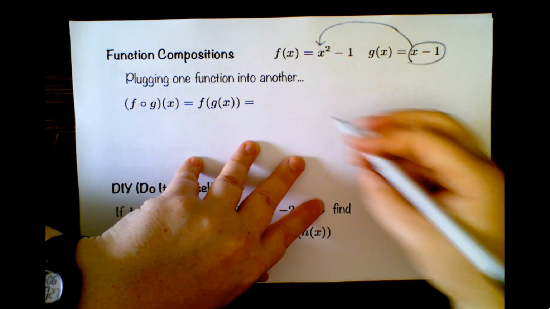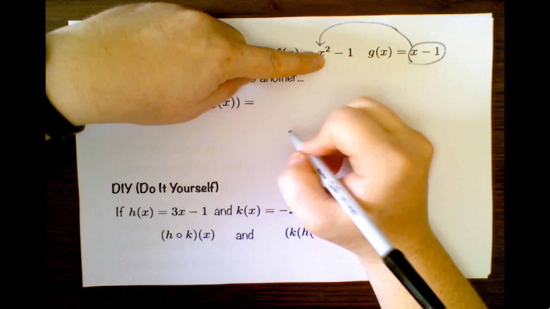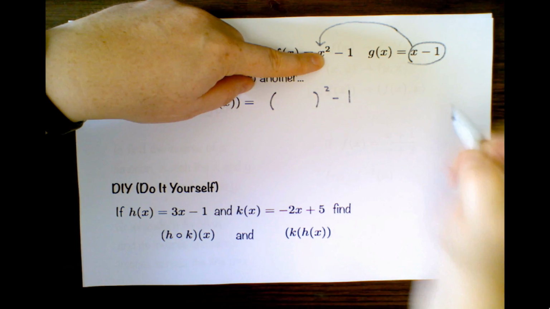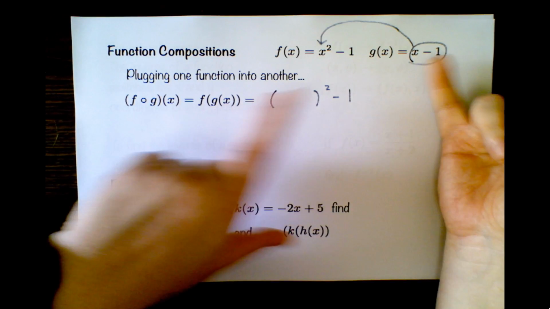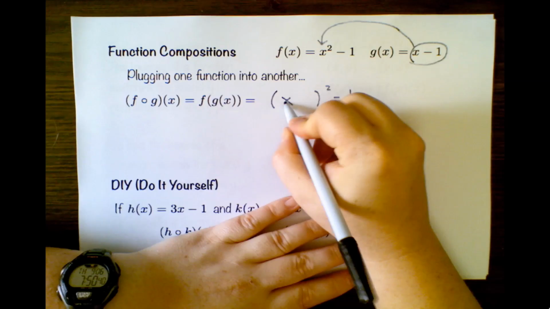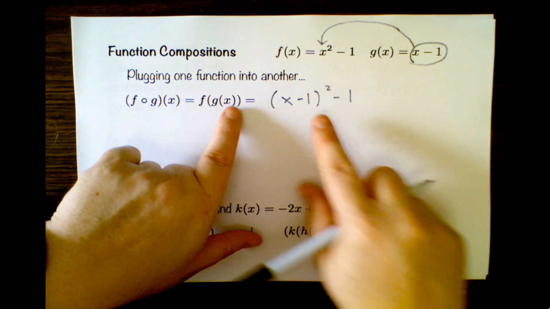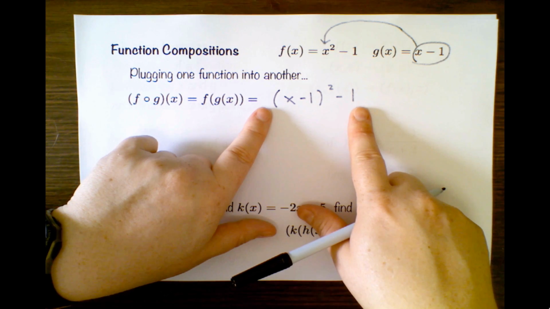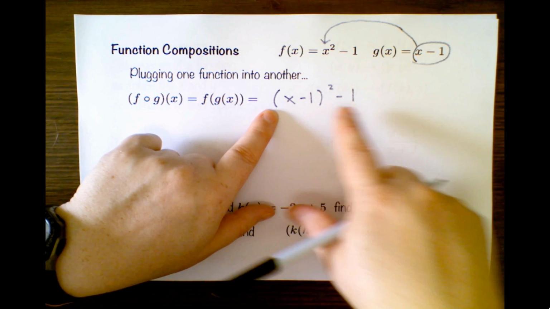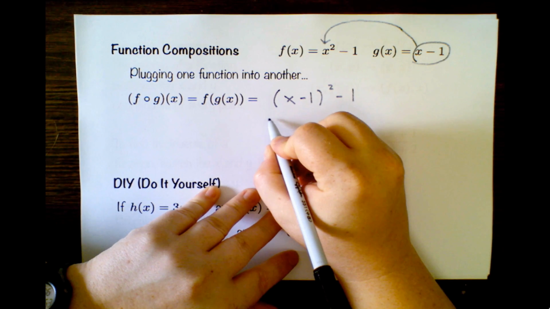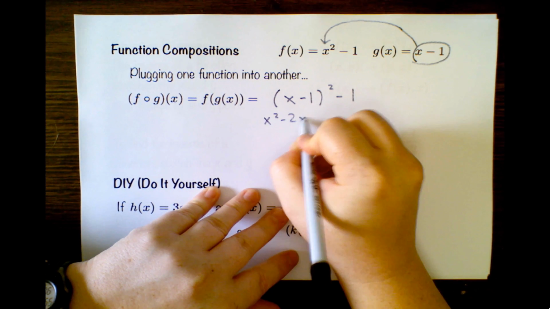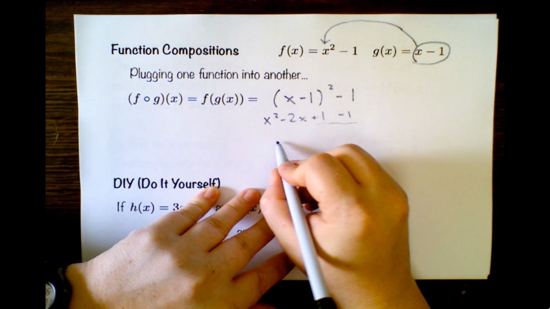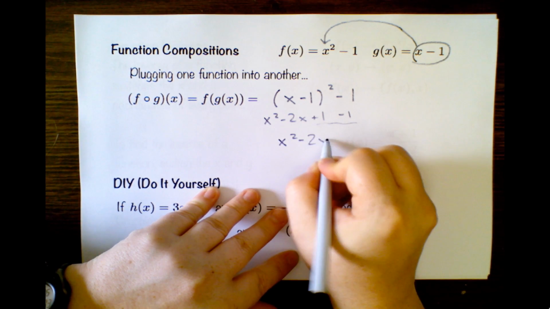to f of x. So f of x says stuff squared minus 1. Stuff squared minus 1, and g of x is the stuff. g of x is x minus 1. So I end up with x minus 1, quantity squared, minus 1. So all I need to do is square and then maybe simplify. x minus 1 squared is x squared minus 2x plus 1. And then I have my minus 1. I'm going to combine my like terms and get x squared minus 2x.